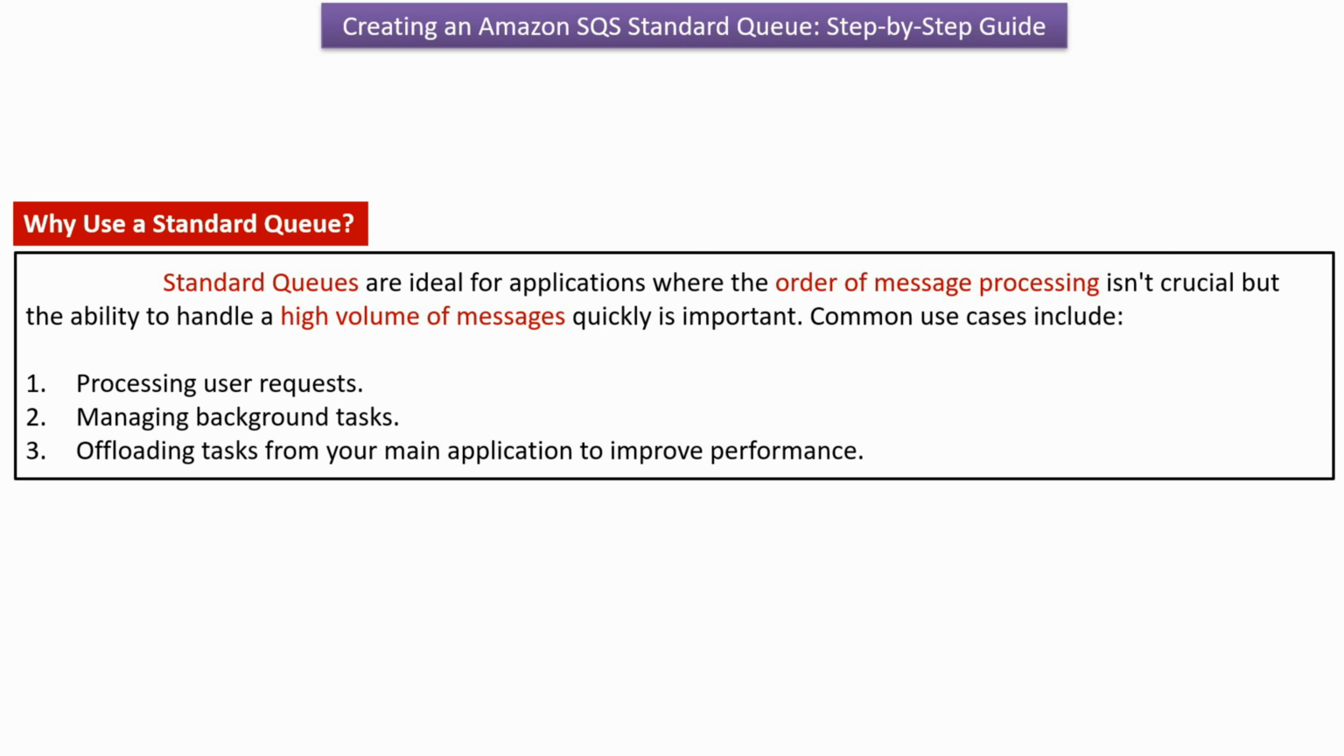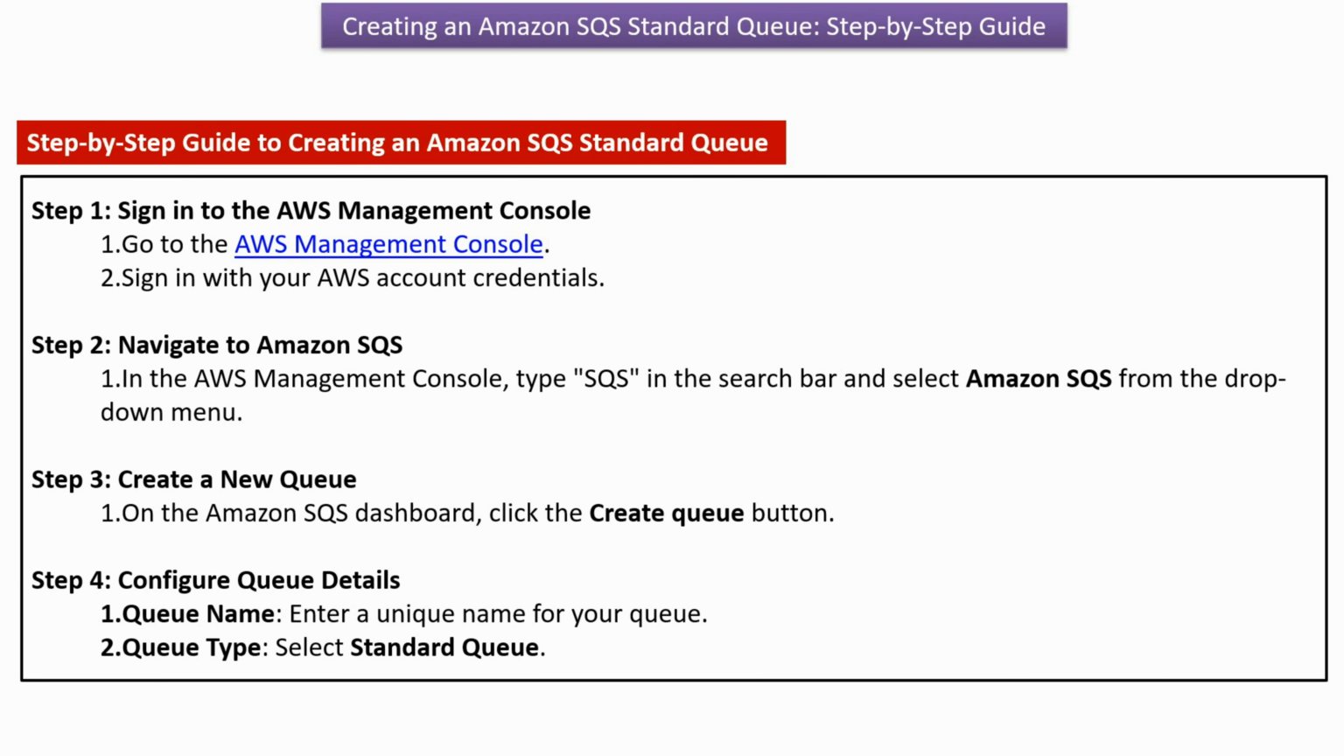Why do we have to use a standard queue? Standard queues are ideal for applications where the order of message processing is not crucial, but the ability to handle a high volume of messages quickly is important. Common use cases include processing user requests, managing background tasks, and offloading tasks from your main application to improve performance. Now we will see how to create an Amazon SQS standard queue.